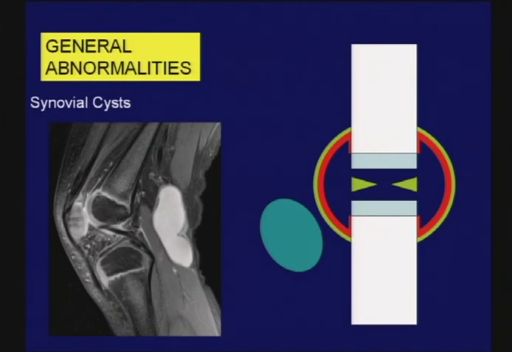Synovial cysts occur in children, although they're said to be not so common. And one of the interesting aspects in children, some of these are non-communicating. They do not communicate with the joint, so their pathogenesis is not quite clear. An example of one shown here.